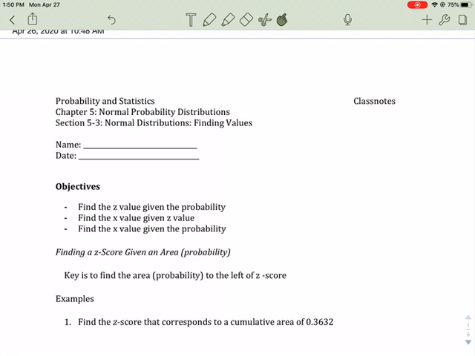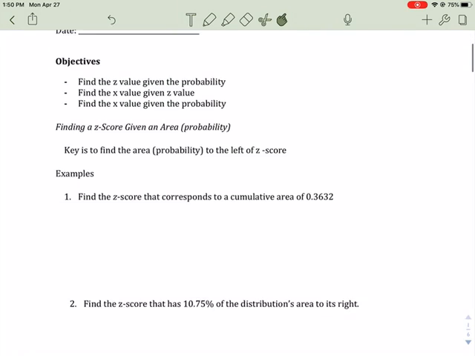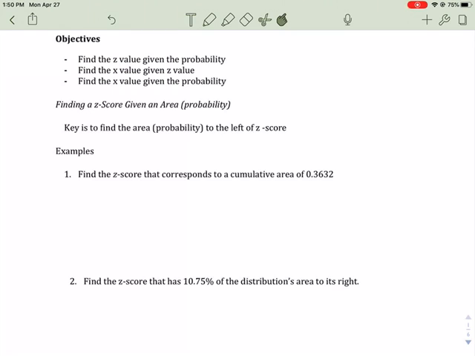All right, hi everyone. What we're going to do today is find values given a z-score, or find values given the probability or the percentage. We're going to do this in three phases. The first thing we're going to do is find the z that corresponds to the probability. Then we're going to find the x value given the z, and then we're going to put it all together into a problem.